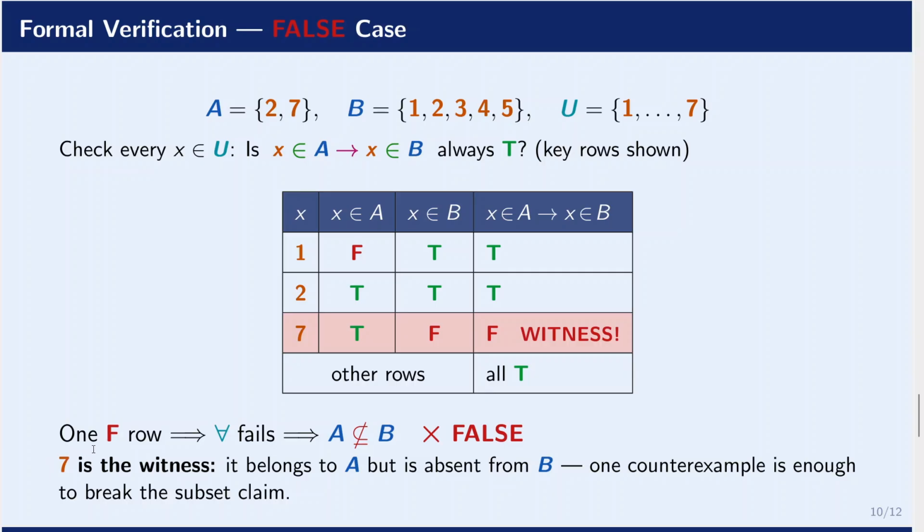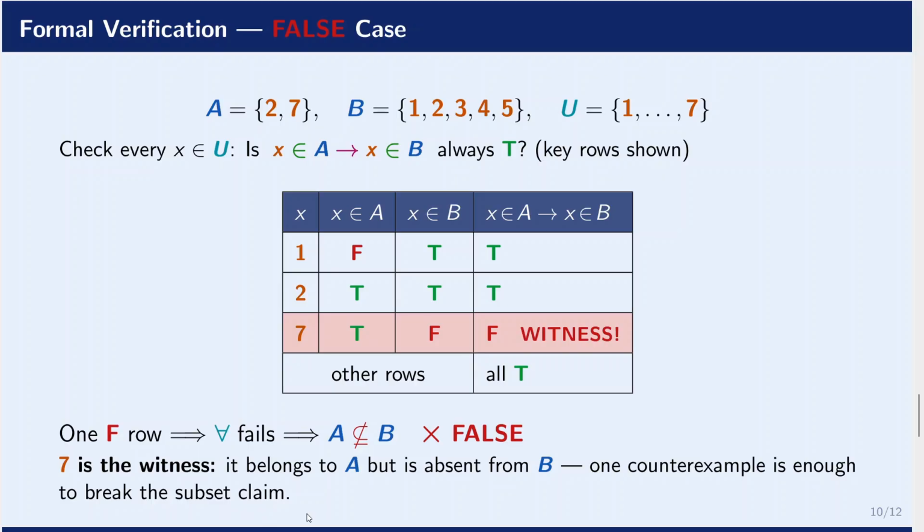Because we found exactly one false row, the for all condition fails. Therefore, the statement A is a subset of B is false. The number 7 is the witness. It belongs to A, but is absent from B. A single counterexample is enough to completely break the subset claim.